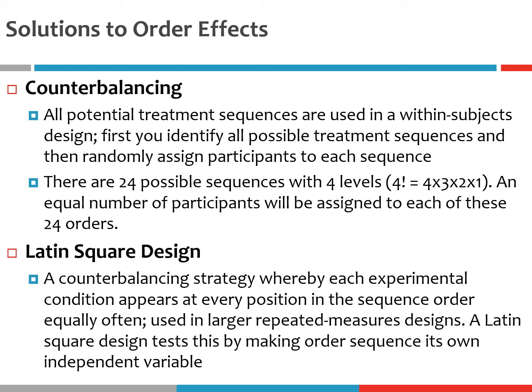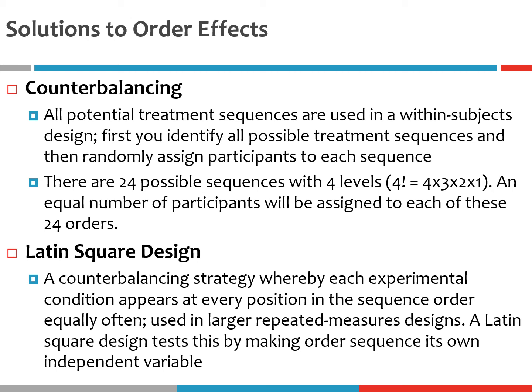So one way of doing it is give them all possible orders, like I showed you on the previous slide. With 4 treatments, 4 levels of the independent variable, or 4 treatment conditions, you're going to have 4 factorial, which is equal to 24. So with 4 levels, you're going to have 24 possible orders. And then you would have to randomly assign each person to one of these 24 possible orders. That's a problem. It's a lot of orders.